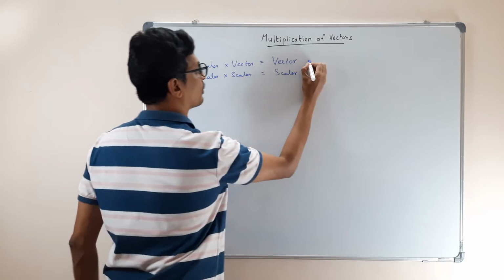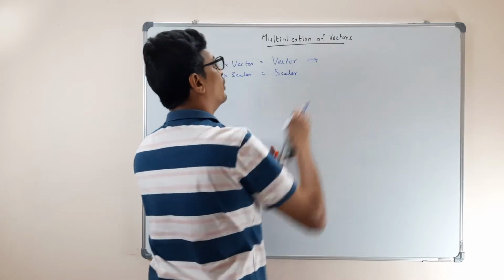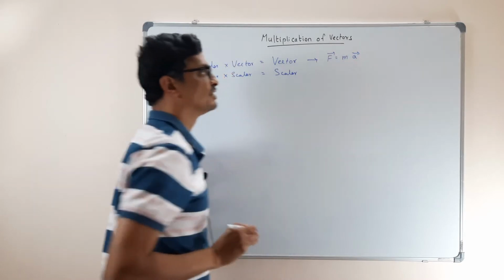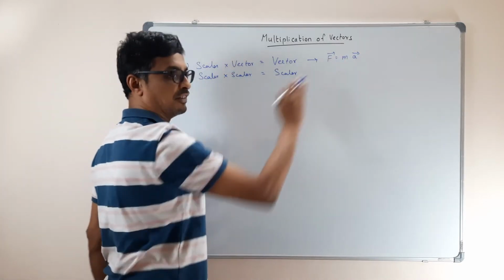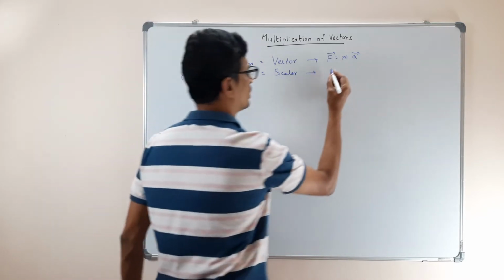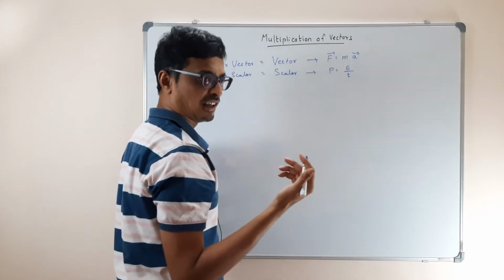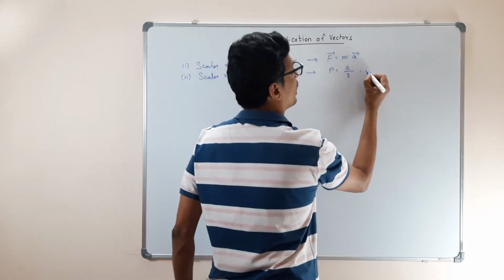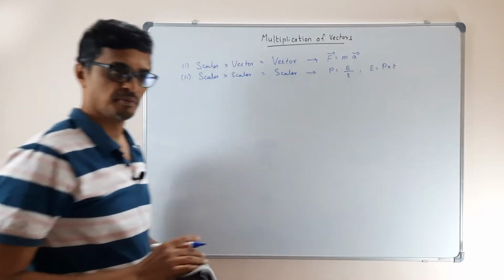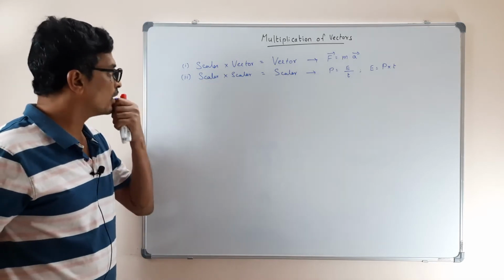There are examples. For a vector, what happened? Force. It is mass into acceleration. So this is a scalar and this is a vector. Here, product of two scalars: power is energy divided by time. All are scalars. Or if you have the power and want energy, energy is equal to power into time. These all are scalars, so these are the product operations on scalars.